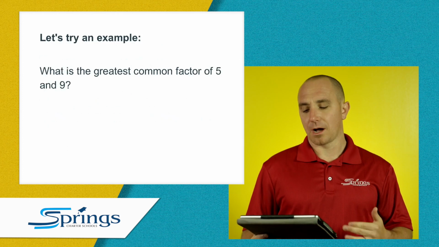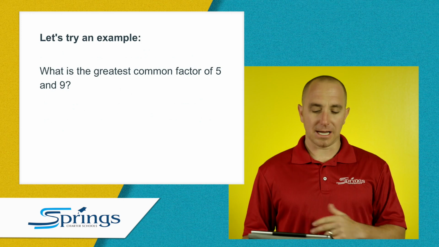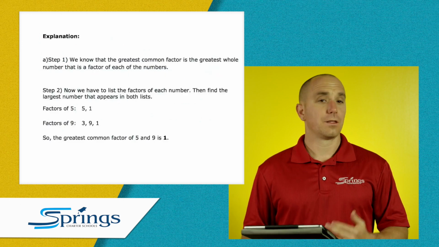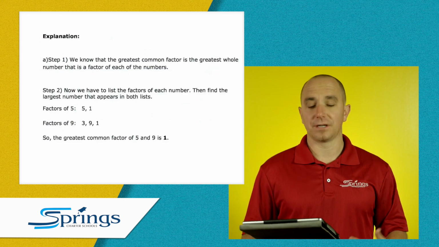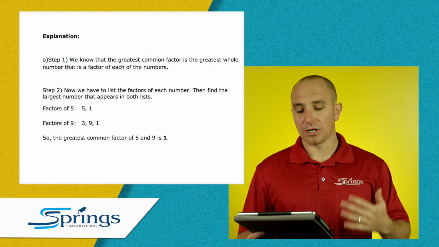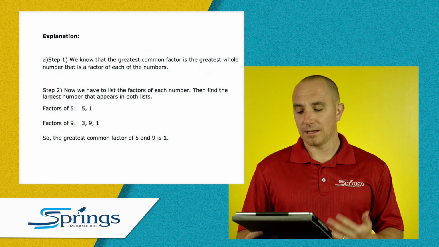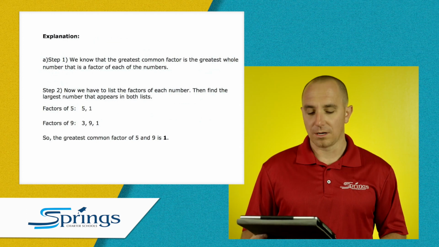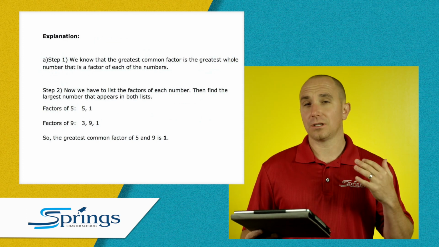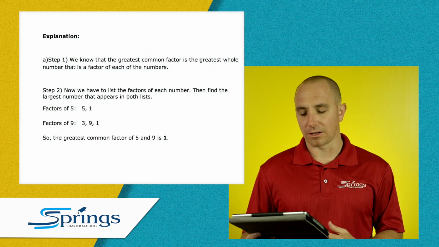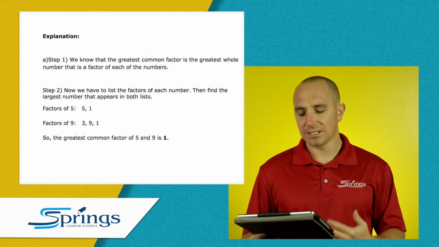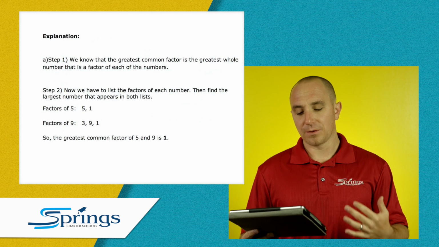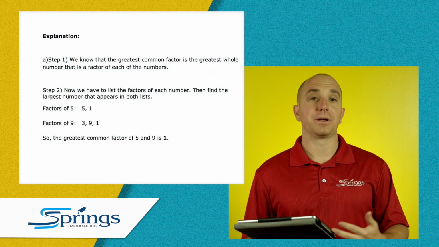What is the greatest common factor of 5 and 9? The first step in finding the greatest common factor of any numbers is to know that the greatest common factor is the greatest whole number that is a factor in each of the numbers. So let's break that down a little more. Now we have a list of the factors for each number. Then we look for the largest number that appears in both lists.